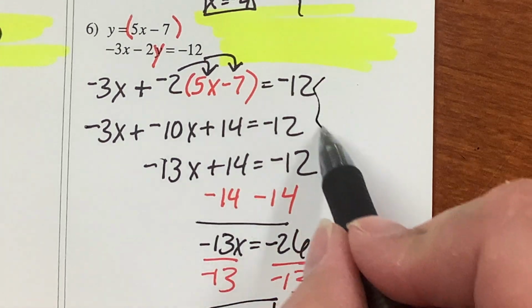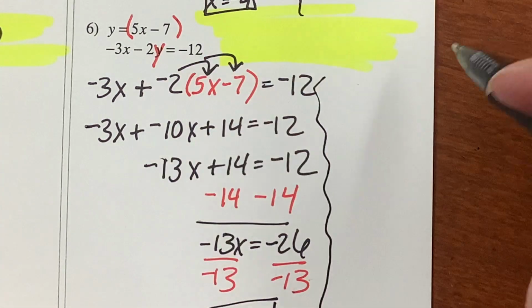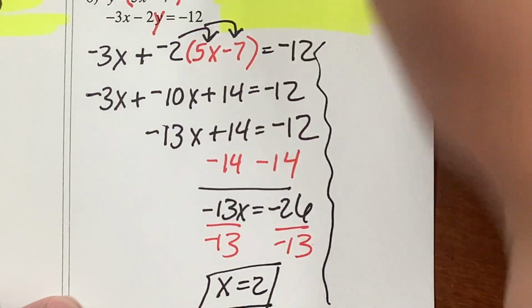So squiggle, squiggle, squiggle, squiggle, squiggle. Write the equation so people can see, Bono.